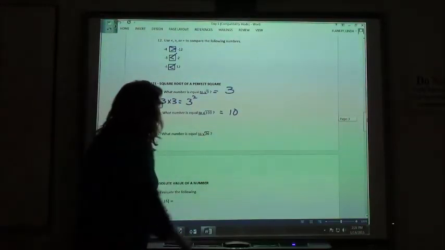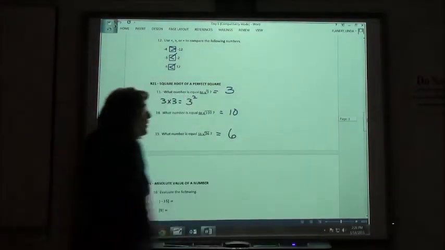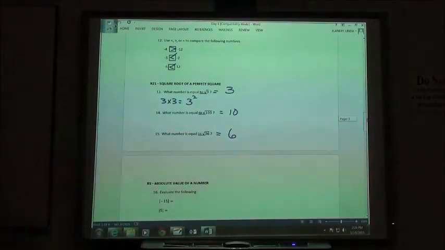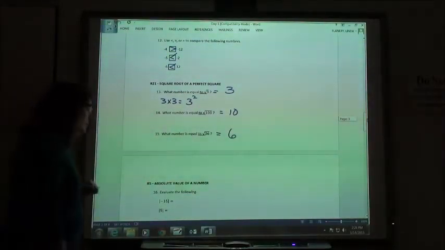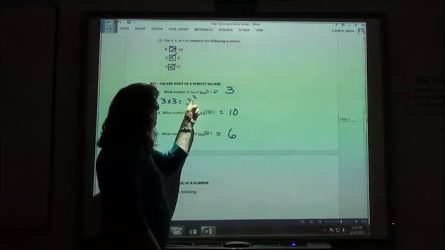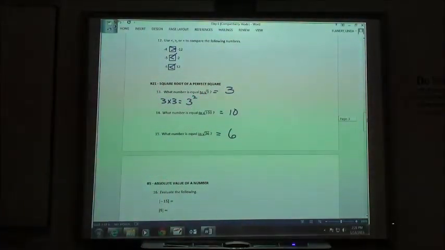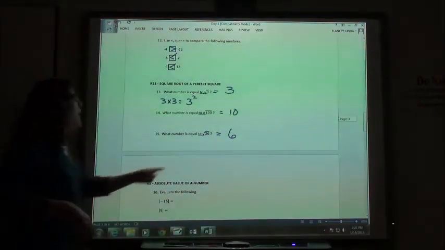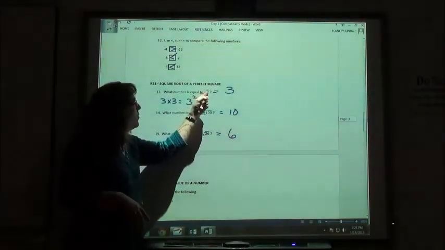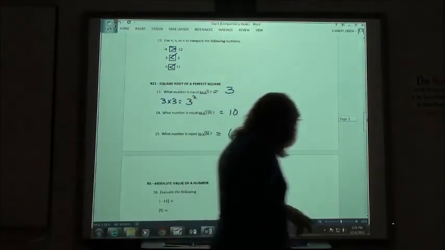The square root of 36 is going to be 6. 6 times 6 is 36. So squaring and square roots are opposites of each other. So when you're doing those ones with radicals, you're thinking, okay, what number to the second power would give me 9? 3.